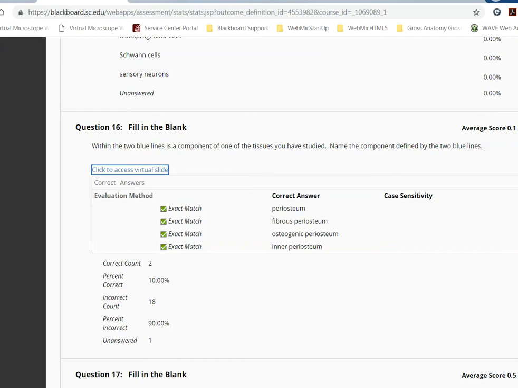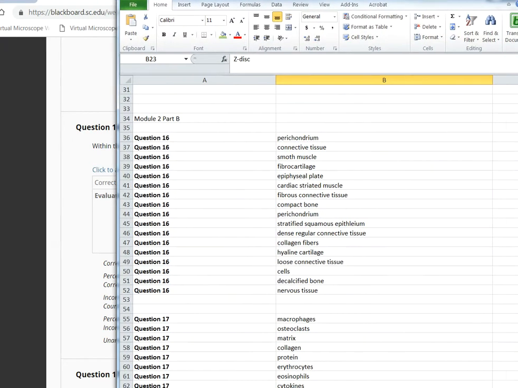It was not compact bone, but it was spiculated bone or trabeculated bone. And the answers we accepted were periosteum, fibrous periosteum, osteogenic periosteum, and interperiosteum. Now, we always collect the answers that were typed in, so these are the answers that were typed in. Perichondrium, because it wasn't cartilage.